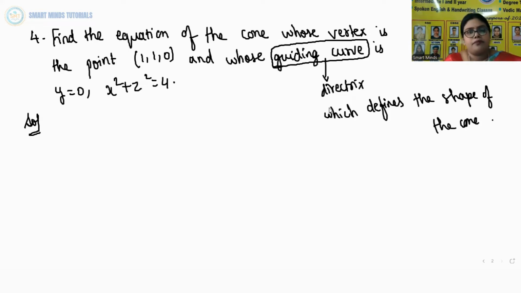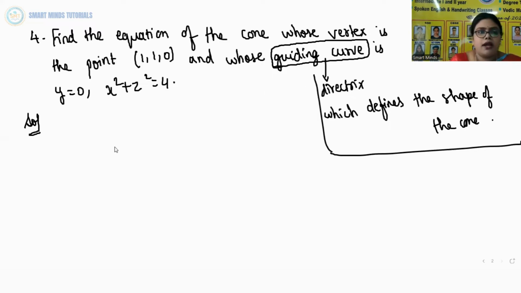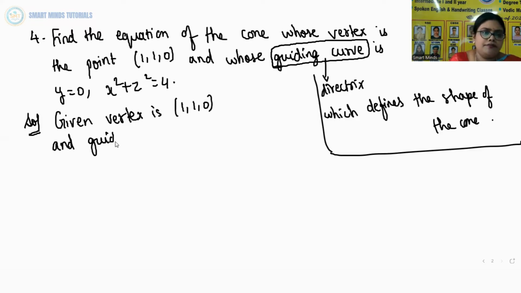Okay. So this is about guiding curve. So let's start. What is the given vertex? Given vertex is 1, 1, 0. And what is the guiding curve? Guiding curve is x square plus z square is equal to 4 and y is equal to 0.